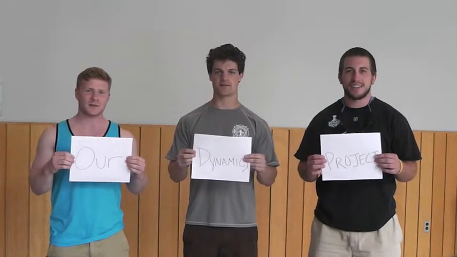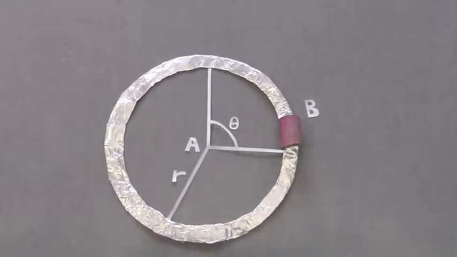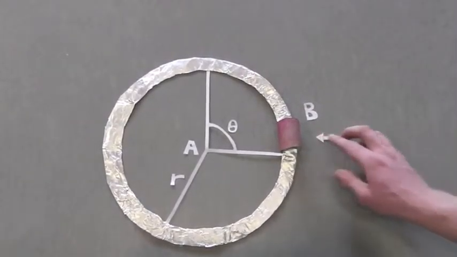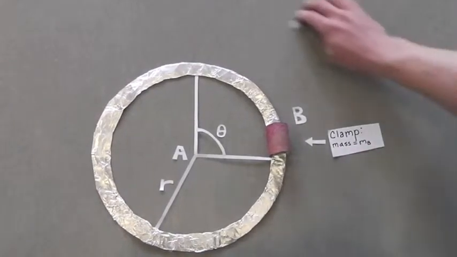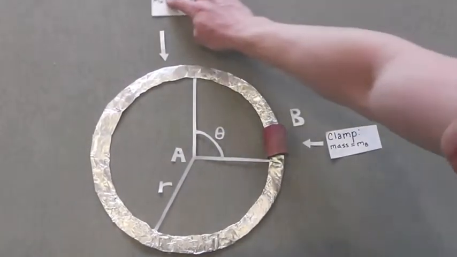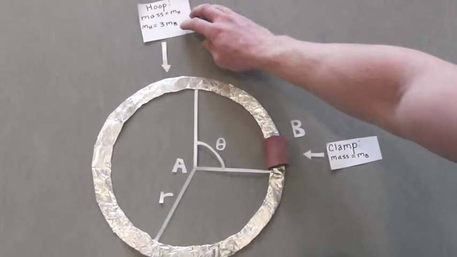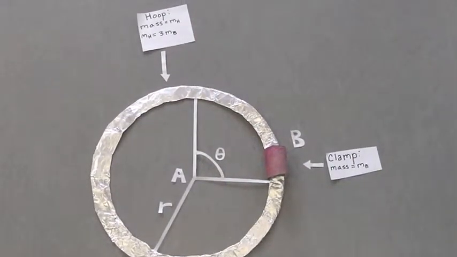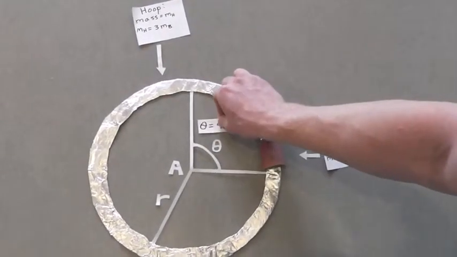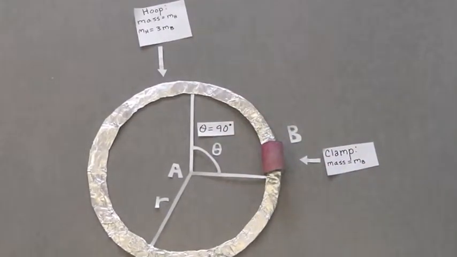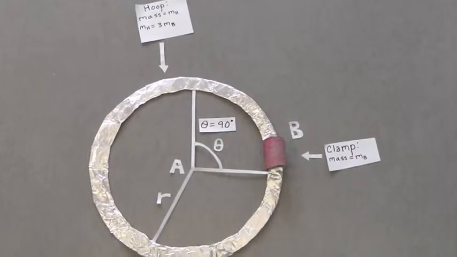And this is our Dynamics project. For our dynamics problem, we are given a clamp with mass equal to m_B and a hoop with its mass equal to m_H. The hoop's mass is equal to 3 times the mass of the clamp. Also, it was released from rest when theta is equal to 90 degrees and there is no sliding or slipping.